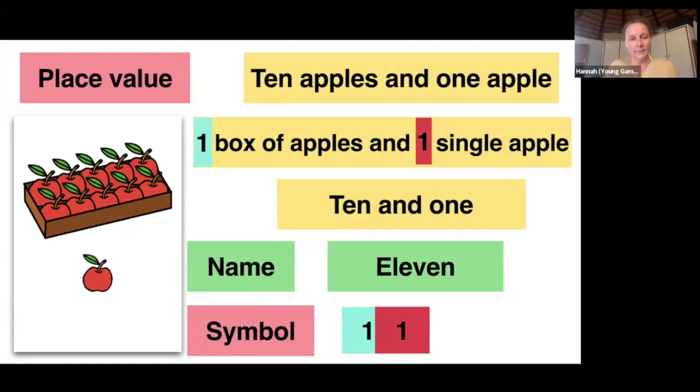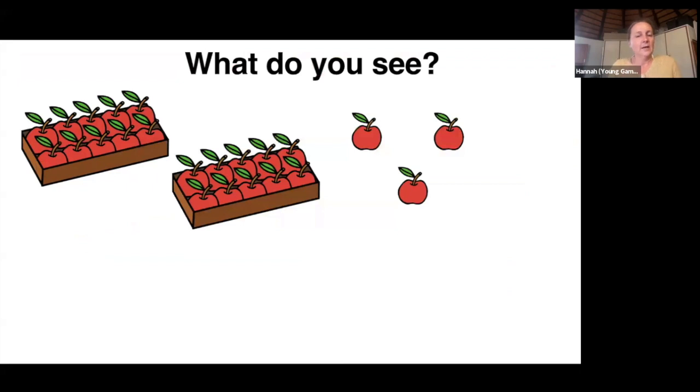And this is how we help them to gain that understanding, by talking about boxes of apples and single apples, because a box has got 10 in it. And so they understand that the symbols, the digits are the same, but they represent different things. And we carry on. Grade 2, grade 3, we talk about what do you see?